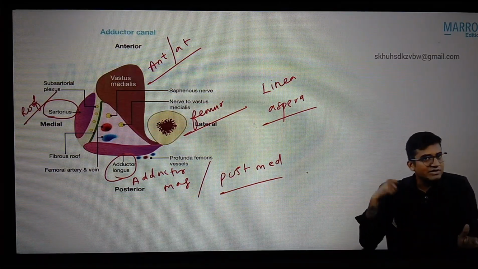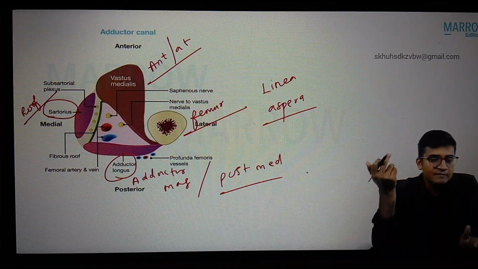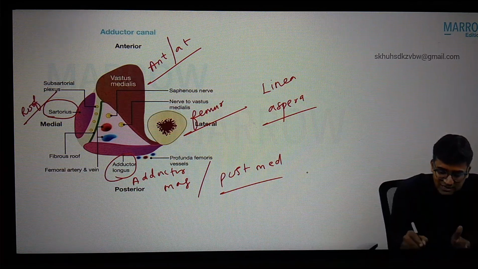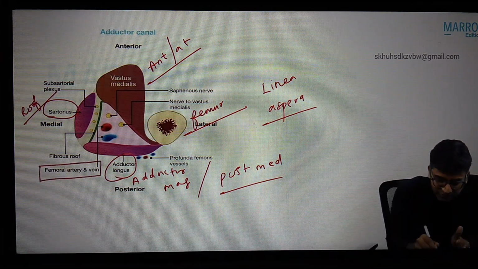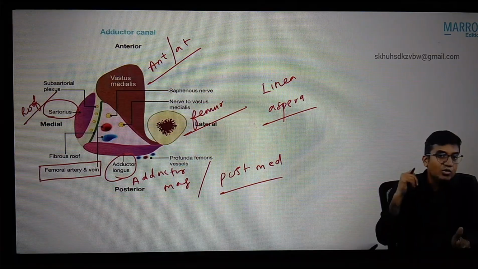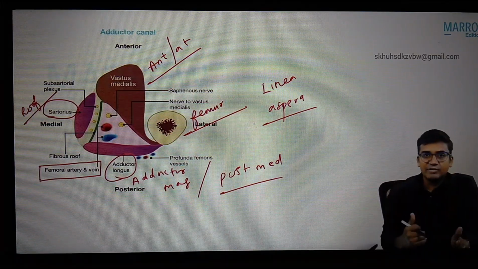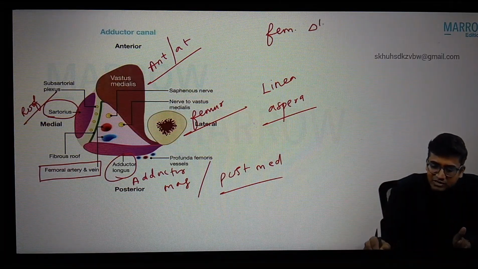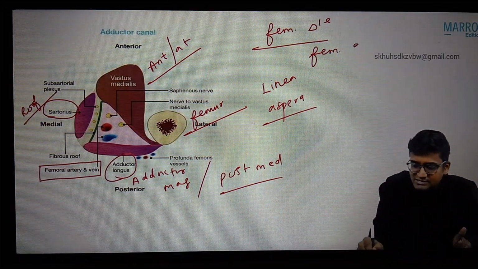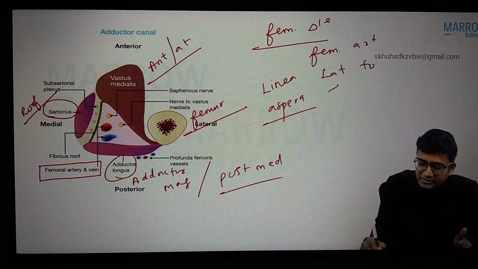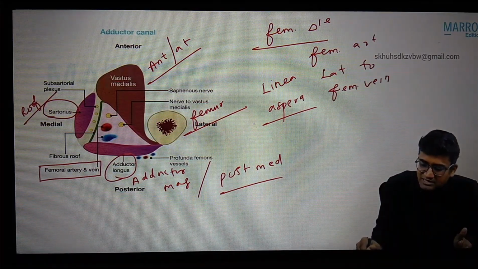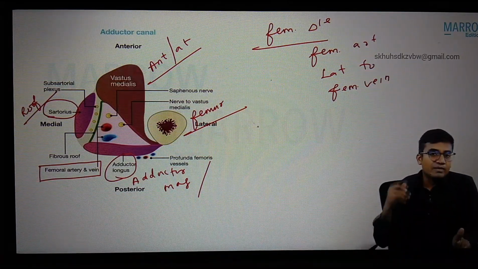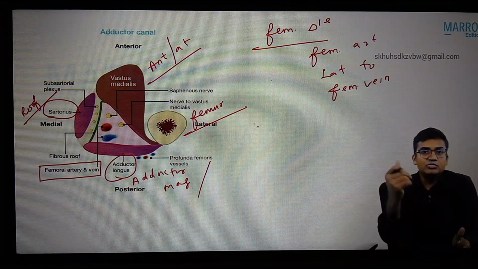Now what are the structures passing through the canal? I told you already, the femoral vessels. From the femoral triangle, they reach the popliteal fossa through the adductor canal. So the contents are the femoral artery and the femoral vein. Now the importance is, what is the relation of the femoral artery and the femoral vein? In the femoral triangle, the femoral artery is lateral to the femoral vein. But see the canal. Now in the canal, the femoral artery is anterior to the femoral vein.